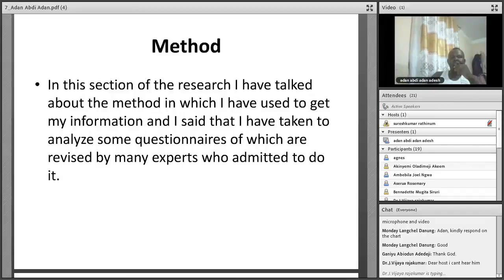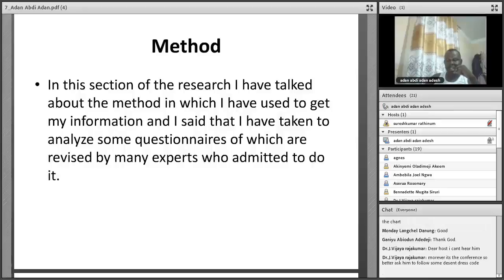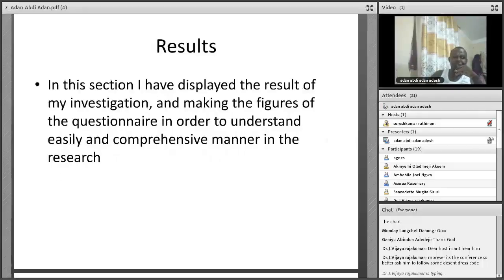Method. In this section of the research, I have talked about the method I used to get my information. I have taken analysis of some questionnaires and we have used some samples, like qualitative and quantitative samples or random samples. We were also using a questionnaire to fill in and get the important data that we need.